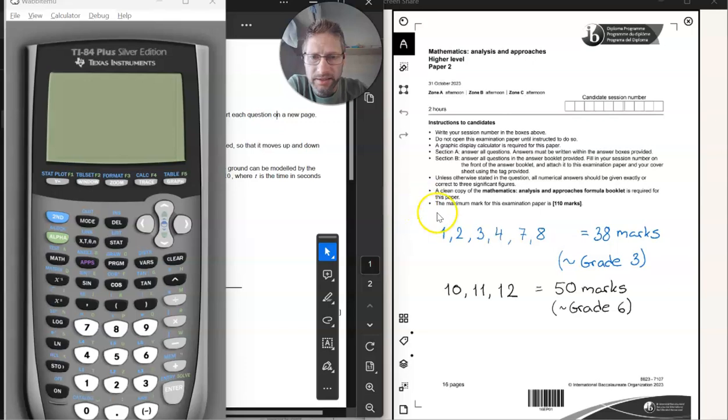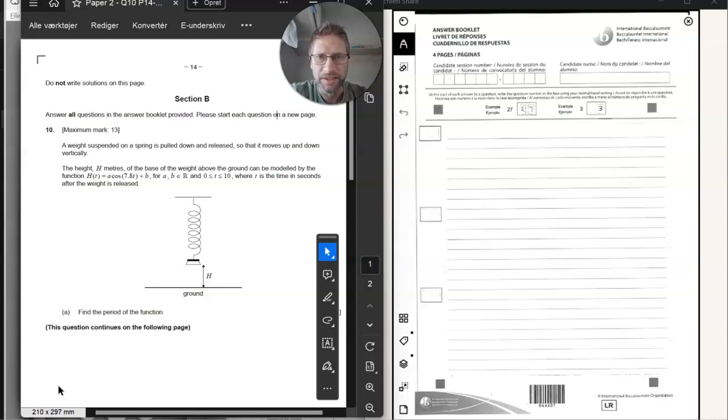So let's hit it up with question 10. As I did in the paper 1 videos, since this is section B and it says very clearly on top of the page that we are not supposed to write solutions on the page in the question booklet, I have uploaded a more or less genuine answer booklet into my little notebook, so I can write exactly the way that you would be working at the exam.